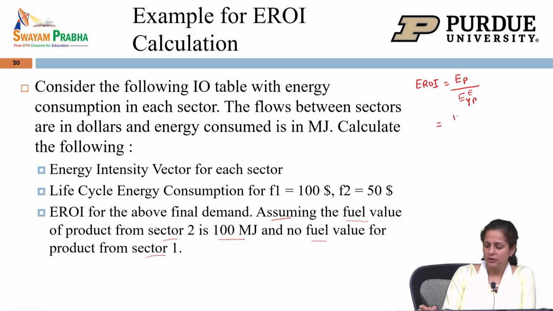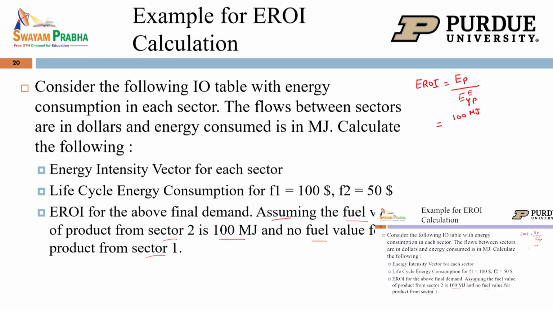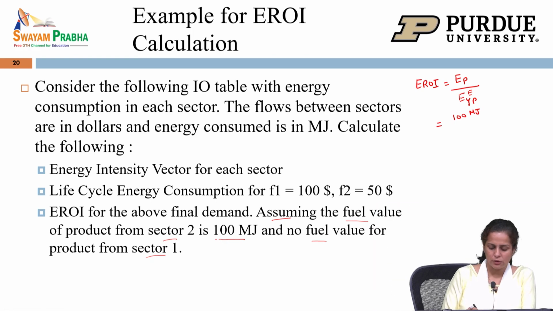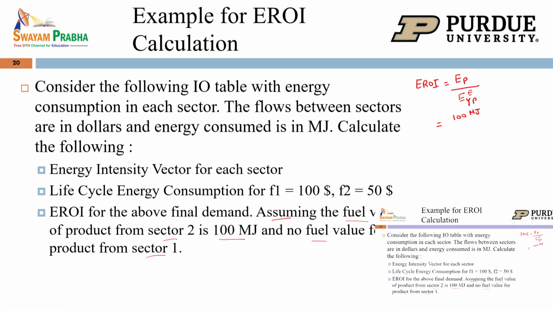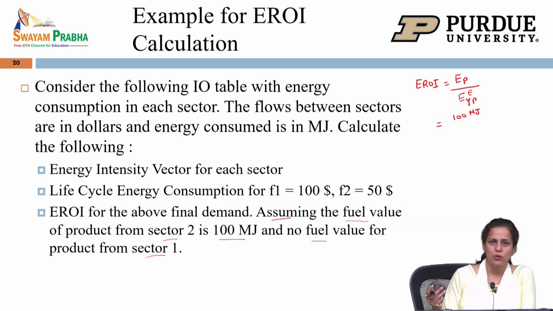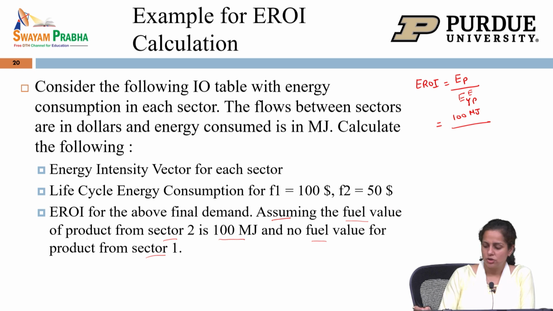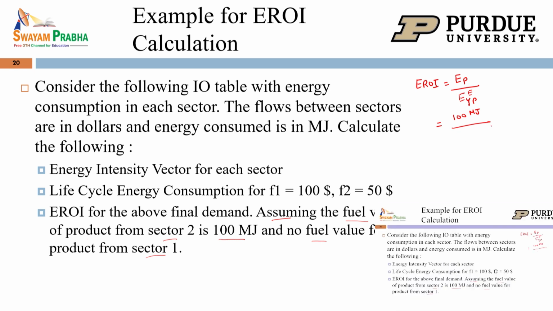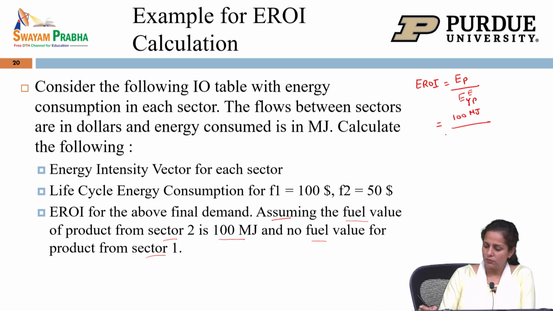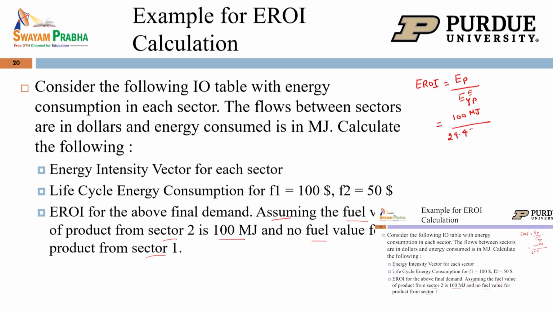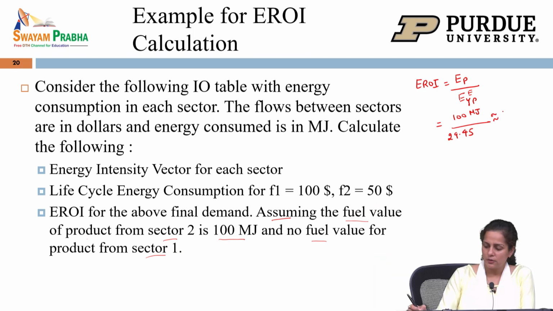So, your EP is going to be 100 megajoules because we have assumed the fuel value from sector 2 and there is nothing from sector 1. Sector 2 is the chemical sector, so it makes sense that it is making a product that has some fuel value, and our processing energy is what we have calculated from life cycle energy consumption. Here the life cycle energy consumption we calculated was 29.45. So, our EROI will come to about 3.39.